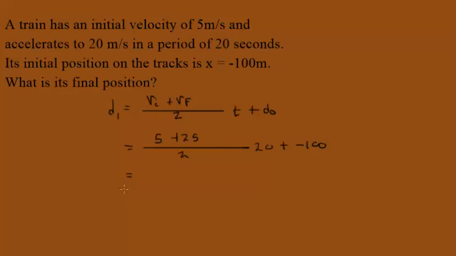Gives our final position of 30 divided by 2 times 20 seconds minus 100, which gives a value of 200 meters down the track. So that is to say, if we start here at minus 100, we're going to end up over here at 200 if we keep on accelerating this way.